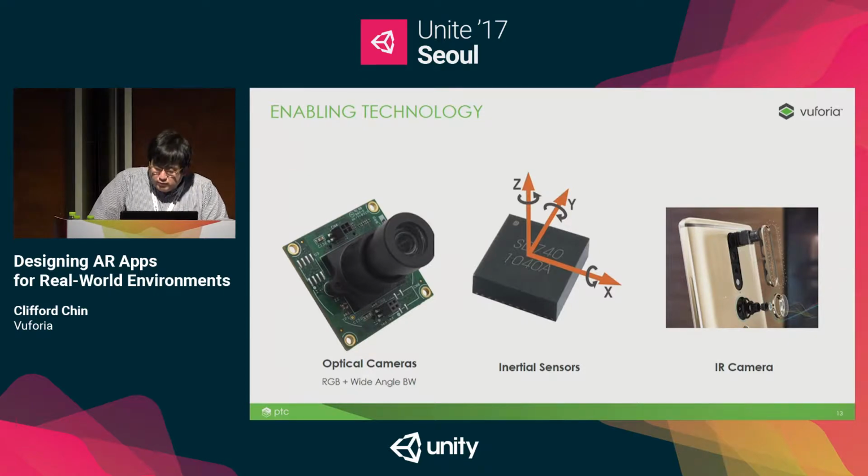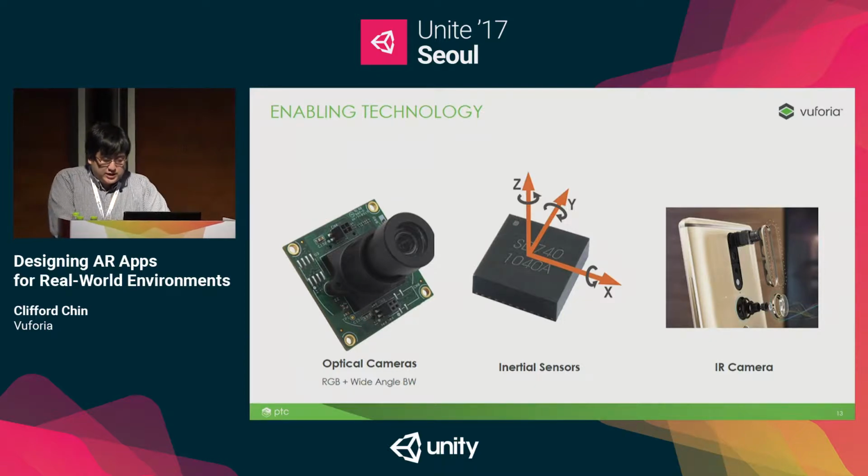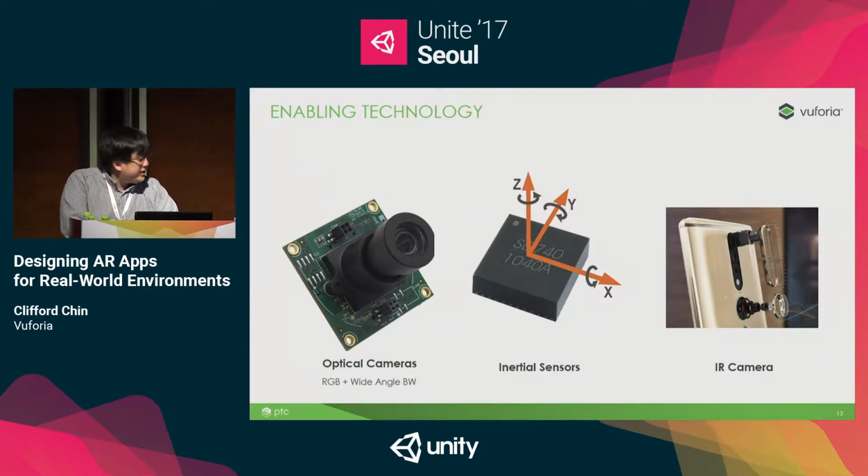So we've been working with AR primarily with RGB or wide-angle black and white cameras to see the world. We then complement the camera data with inertial sensors that provide rotation and acceleration data. The majority of AR experiences today are built on this technology, but with the release of devices built on Google Tango, we now have access to depth information via infrared cameras.